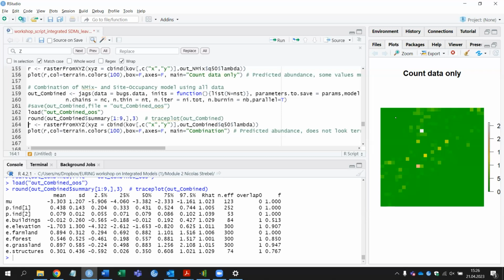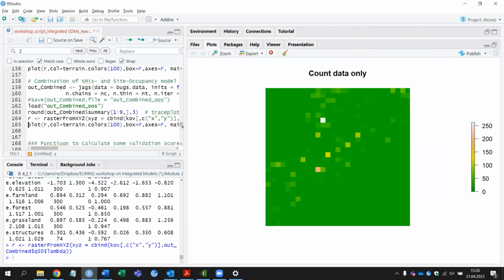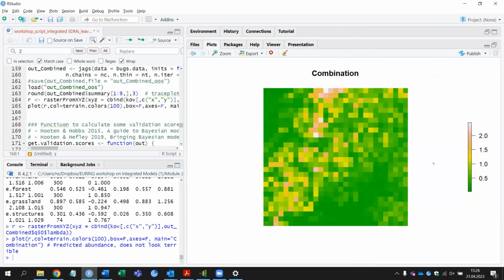Then let's plot it. And now you can see that the highest values are a bit higher than 2, which is more reasonable. In the data you have seen, we saw that in some sites the species was a bit more abundant, but still this is much more reasonable than what we had before.